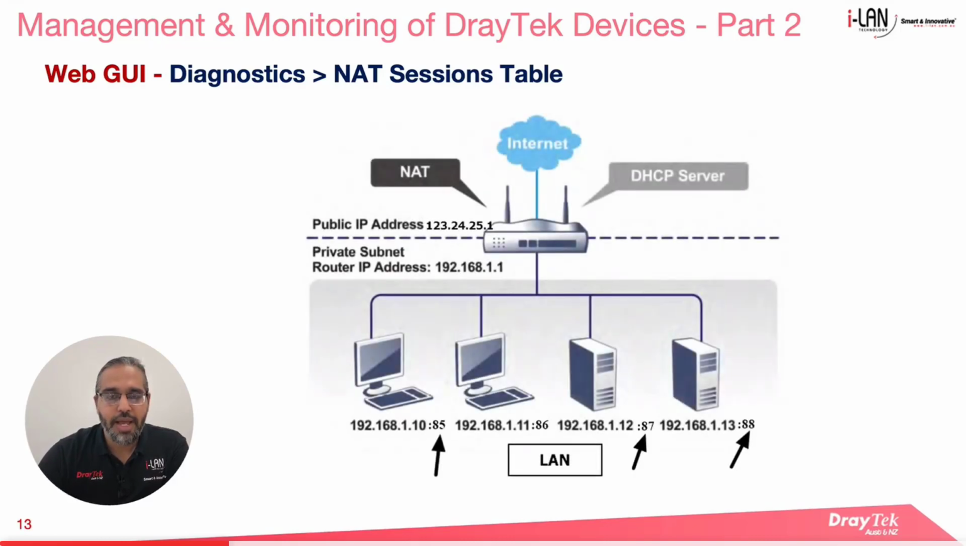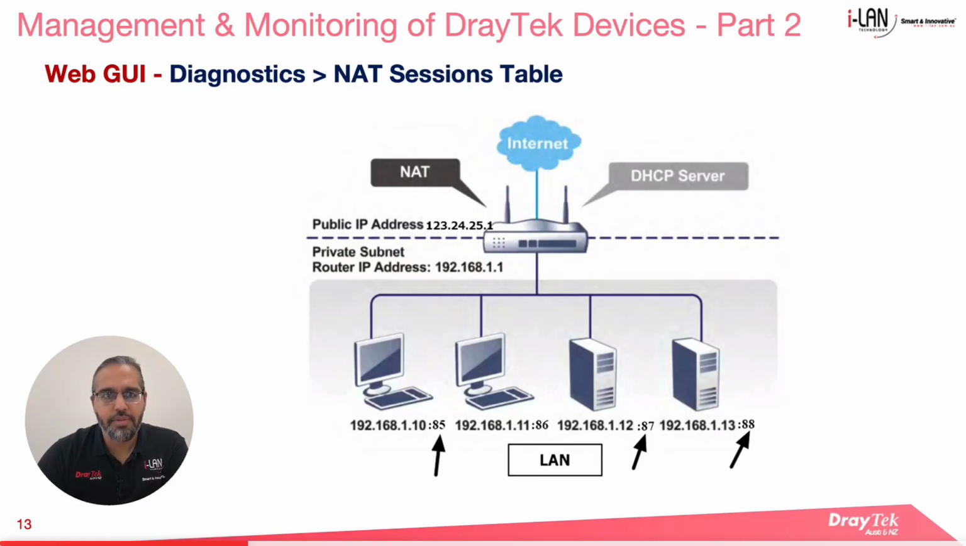Now this diagram shows how NAT is used. It allows several LAN users to access the internet using one WAN IP address. So any local users communicating with the internet will show the same public IP address, which in our example is 123.24.25.1. So far, so good, but what happens if we want specific traffic to be directed to a specific device on the LAN? How will the router know which device to send that traffic to?